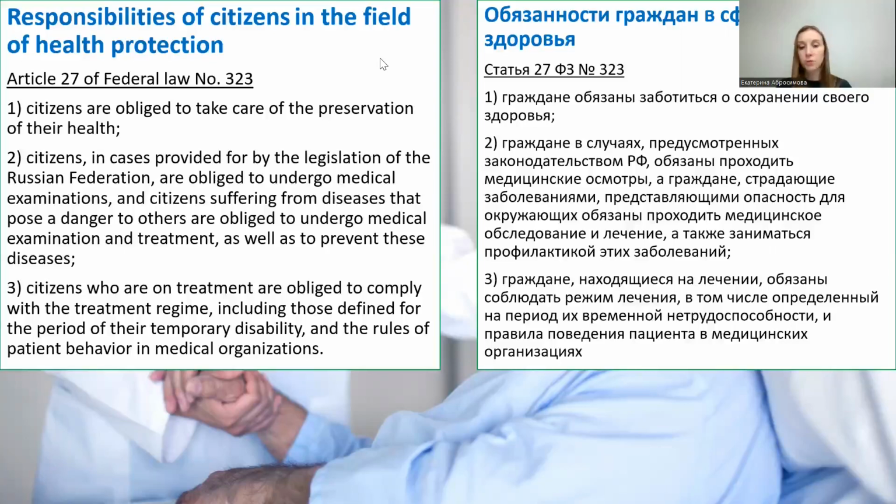Also, citizens who are on treatment are obliged to comply with the treatment regime, including those defined for the period of their temporary disability, and the rules of patient behavior in medical organizations. These responsibilities of the citizens are regulated in more detail in the legislation regulating certain types of medical activities and by laws adopted on its basis. Thus, only a person who has voluntarily passed a medical examination can be a blood donor, for example. And in accordance with labor legislation, persons under the age of 18 years are subject to mandatory preliminary medical examination at the conclusion of an employment contract.